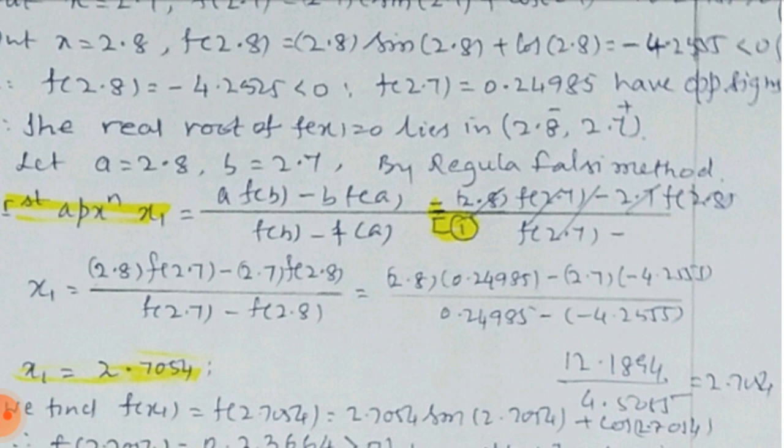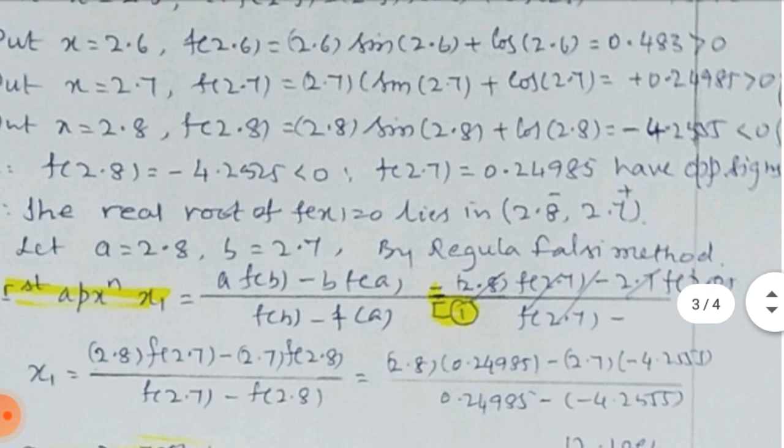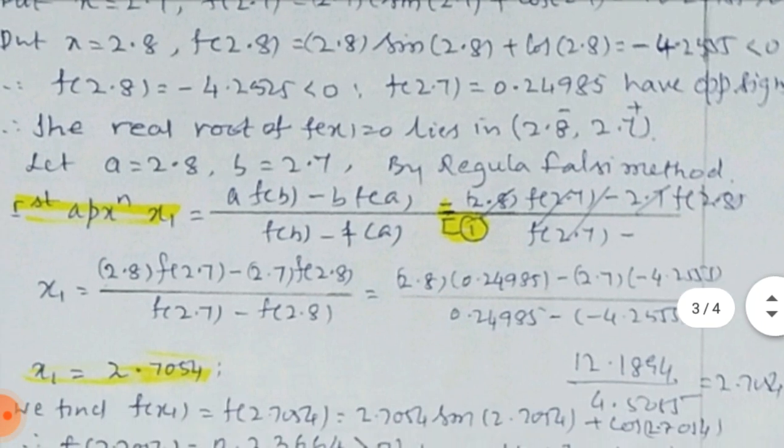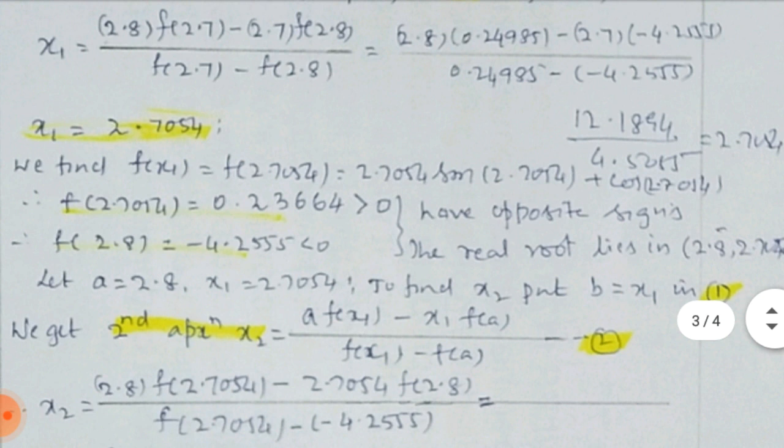Now we may substitute for f of a and f of b. F of 2.8 is minus 4.2525 and f of 2.7 is 0.24985. Substitute these and simplify, we get 2.7054. First approximation x1 is equal to 2.7054. Now you find f of x1.